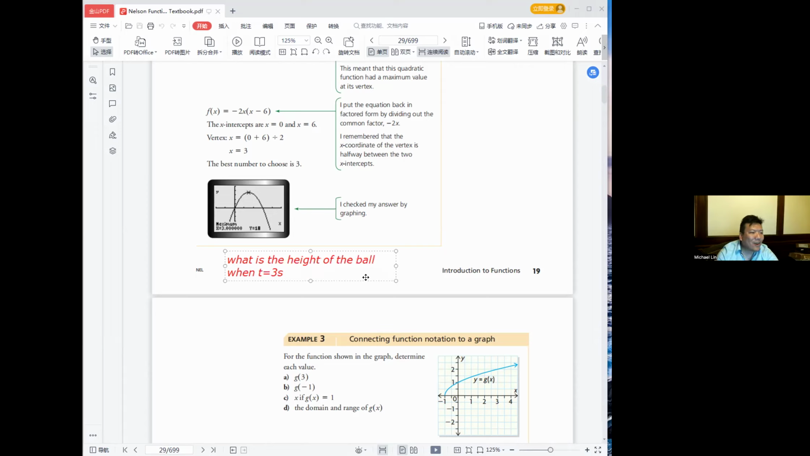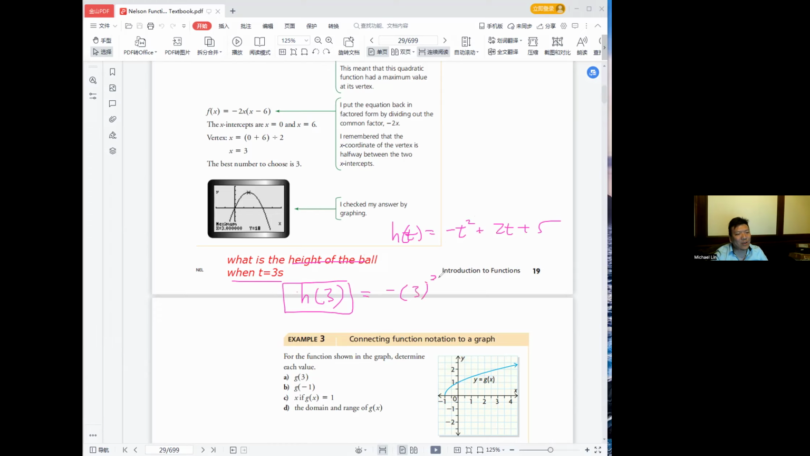And now, instead of having to write that whole sentence, they will simply write what is h at 3. So suppose that my equation was h at t is equal to negative t squared plus 2t plus 5 or something like that. Now instead of saying what is the height of the ball when t equals 3, they'll just say h at 3 equals to what? And then that's your question.